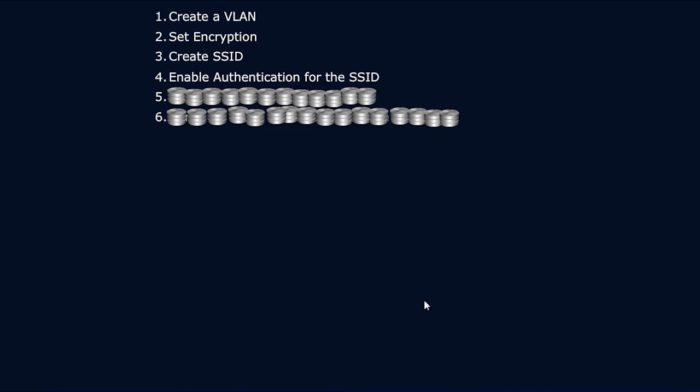So what's next? We've enabled authentication for the SSID. I want you to tell me what's step number 5 in this process of setting up a wireless LAN for an autonomous AP. What do I do next? Go ahead and pause your video now. Give me the answer. And now here's the answer. We are going to enable the SSID to be broadcast. So now those clients that are in the area will be able to see the SSID as advertised.